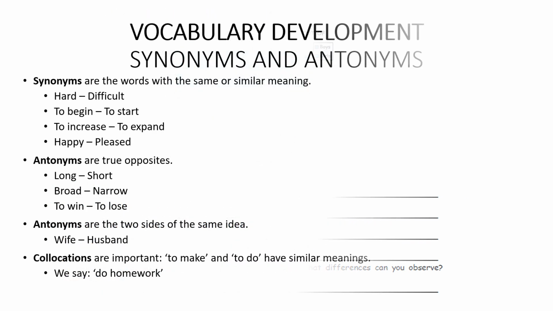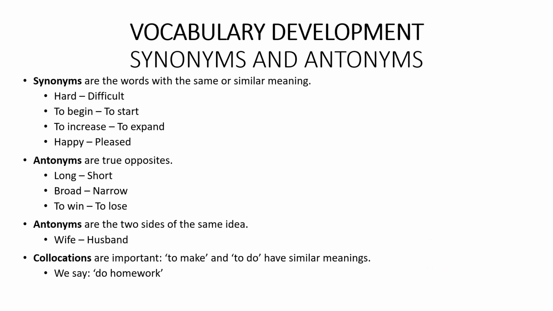This is the end of the first part, understanding graphic information. Now we are going to look at vocabulary development, and we are going to focus on synonyms and antonyms. Let's start with their definitions. Synonyms are the words with the same or similar meaning, such as hard and difficult. Look at the other examples, please. Antonyms, on the other hand, are true opposites, like long and short.